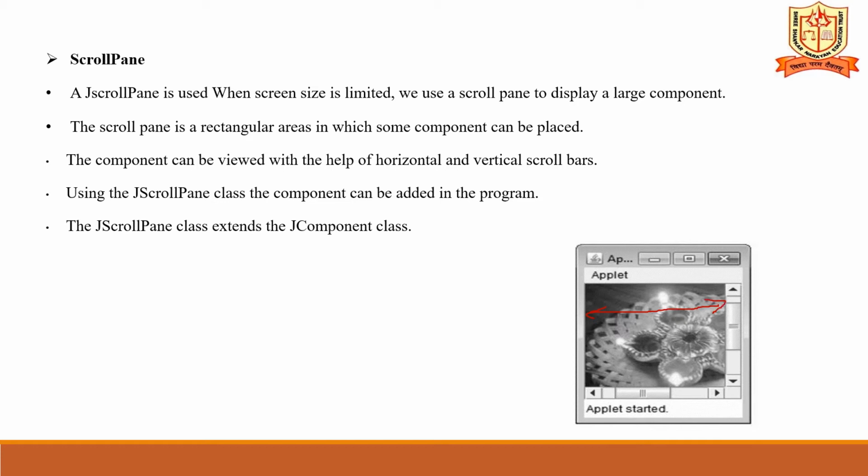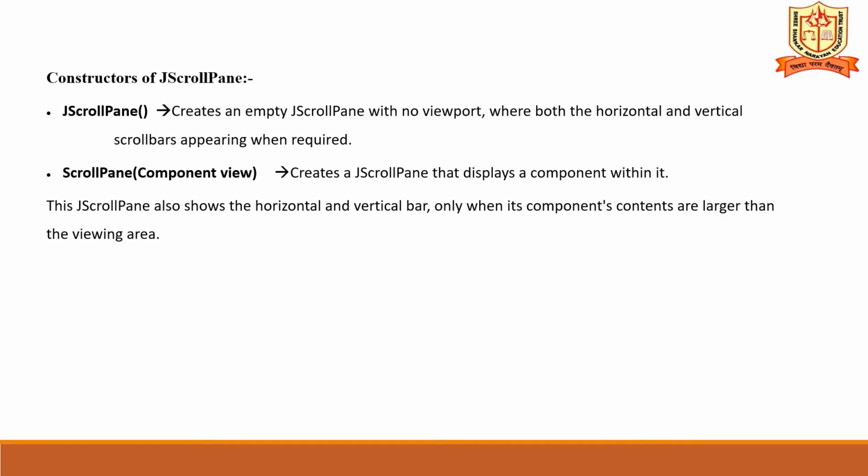The component can be viewed with the help of horizontal and vertical scroll bar. Here the horizontal and vertical scroll bars are there. Using the scroll pane class, the component can be added in the program, and the scroll pane class extends the JComponent class. Here we will see the constructor of scroll pane.